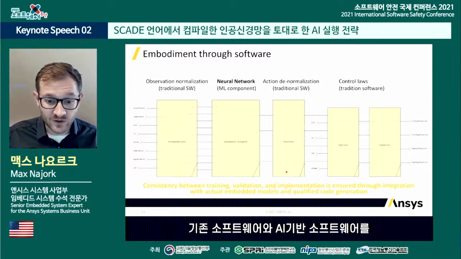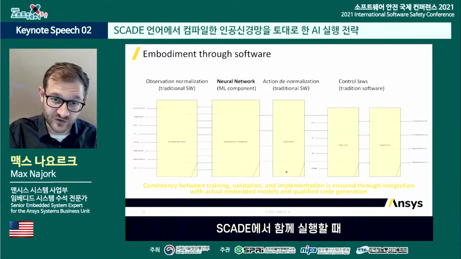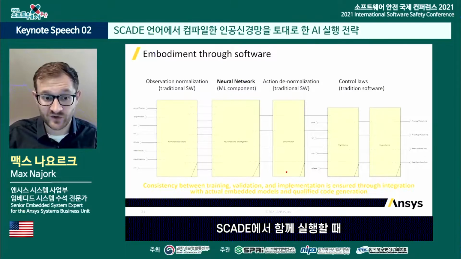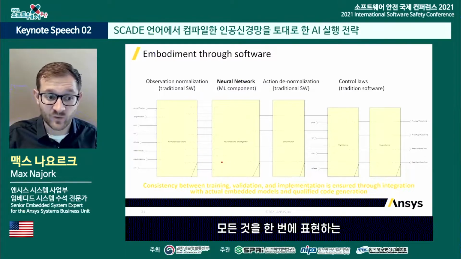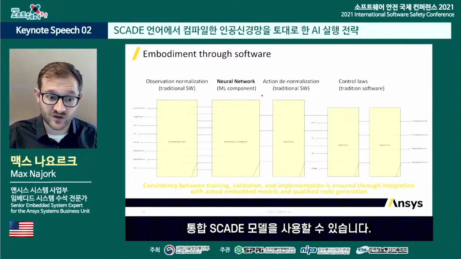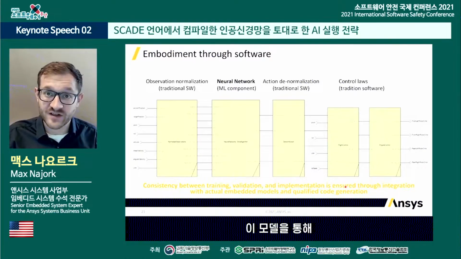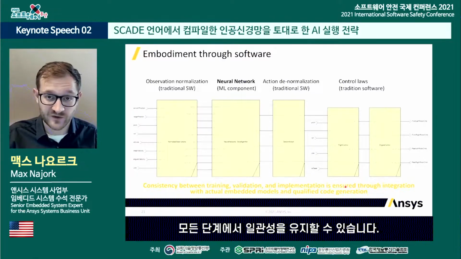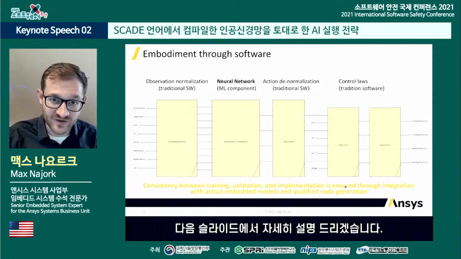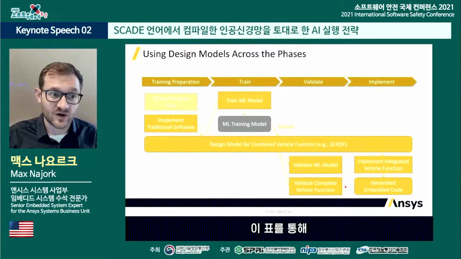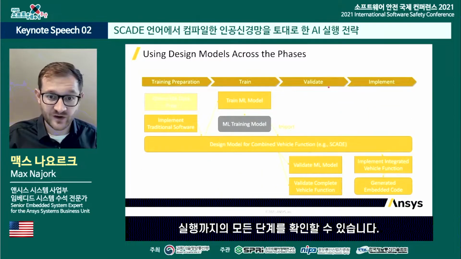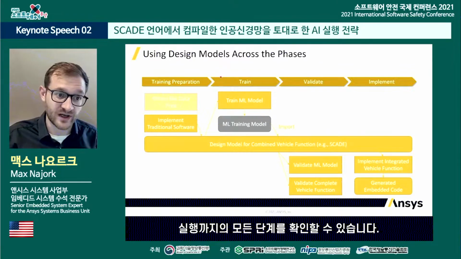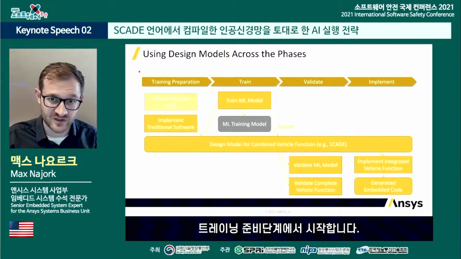Now, if we look at the idea of implementing both the traditional and AI-based software in Scade, we have one coherent Scade model that represents all in one. And this actually supports the idea of consistency through all the phases, which we're going to explore more in the next slide. Now here we can see again the different phases of implementation and even adding a training preparation phase.